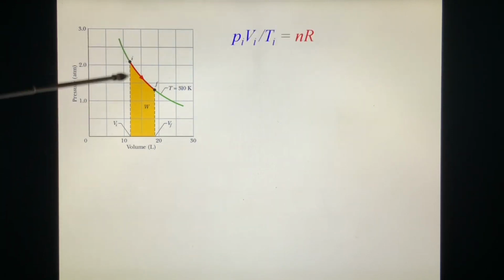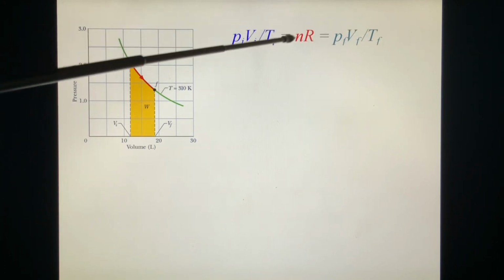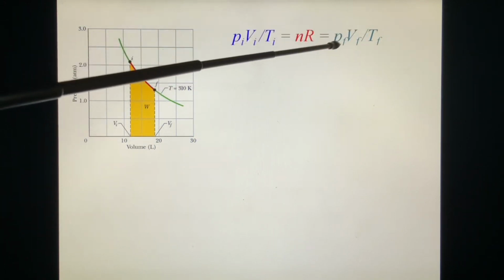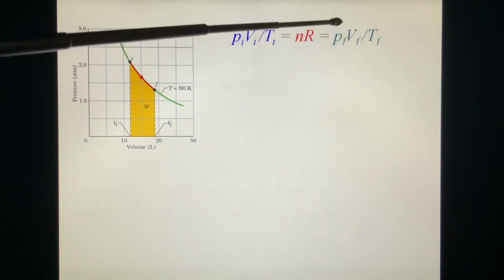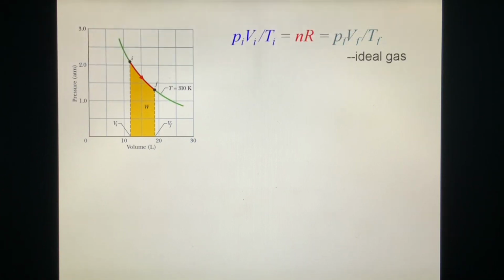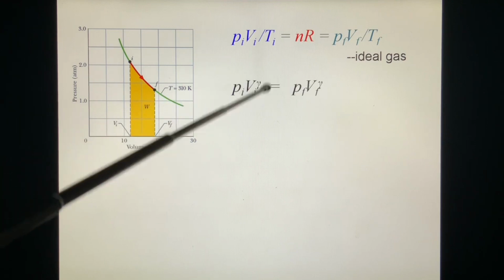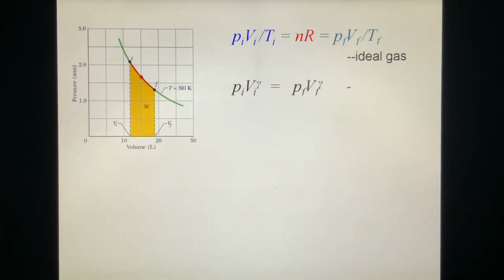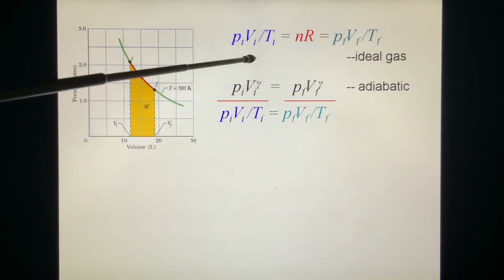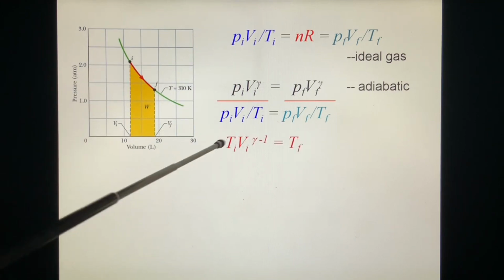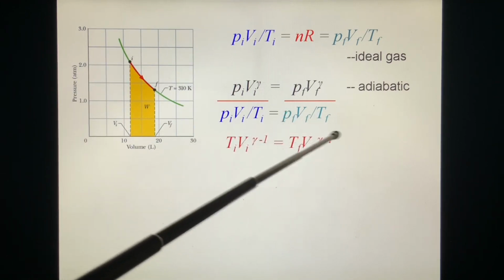Now at the initial state we have PV over T equal to nR. At the final state, P final V final over T final equals nR. So P_i V_i over T_i equals P final V final over T final. This is the ideal gas. Also, for adiabatic expansion, we have P_i V_i to the gamma equal to P final V final to the gamma. Combine these two and divide. When P cancels out, we get T_i V_i to the gamma minus 1 equal to T final V final to the gamma minus 1.